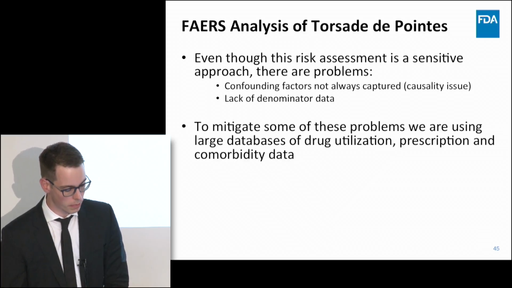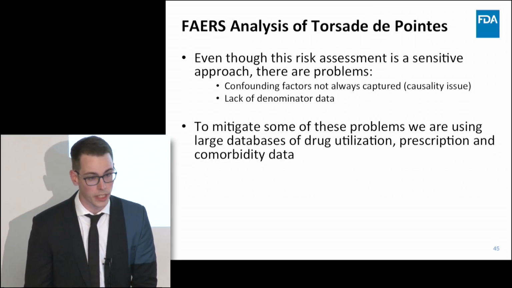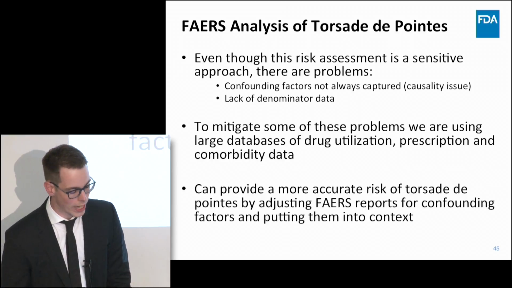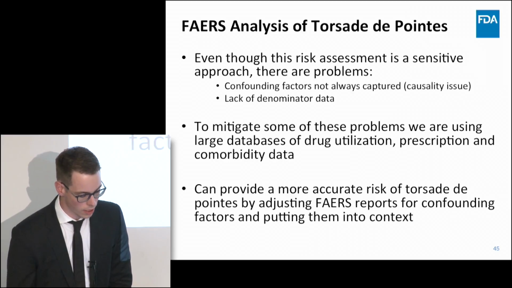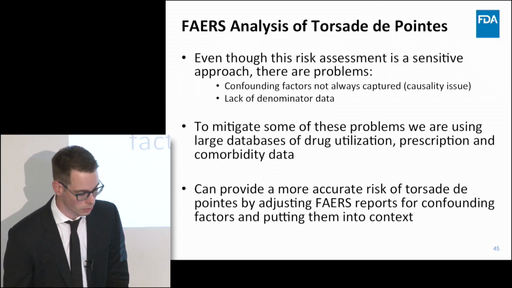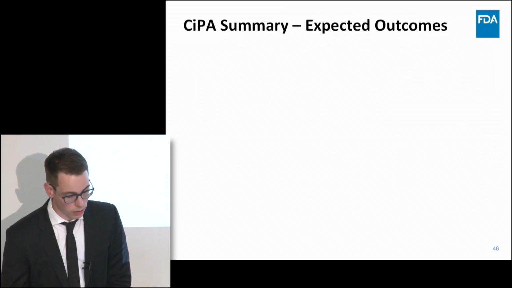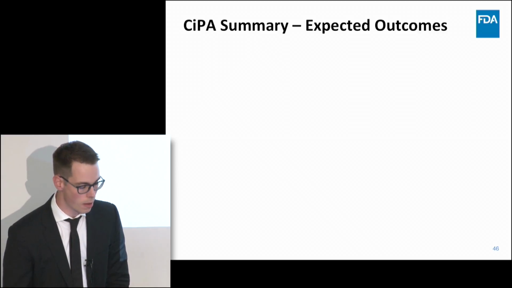So to mitigate some of these problems, we are currently using large databases of drug utilization, prescription, and comorbidity data that can provide a more accurate risk of Torsades by adjusting the FAERS report just mentioned for confounding factors and putting them into a drug utilization context. So that concludes the CiPA part. I just want to mention the expected outcomes of CiPA overall.